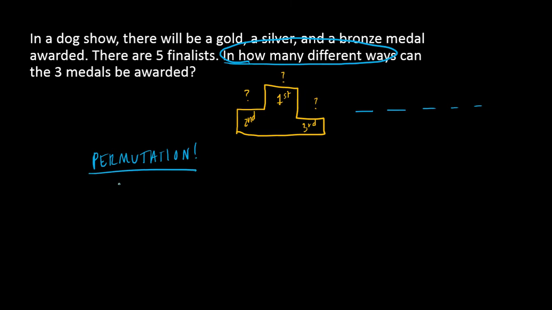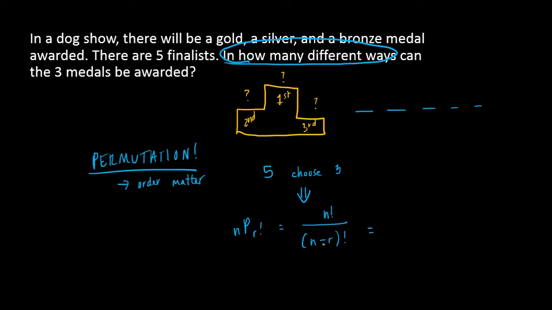In permutation, remember, order matters. Okay, so I have 5 dogs and I'm choosing 3 of them. So 5 choose 3. If you remember our formula, n factorial over n minus r factorial.